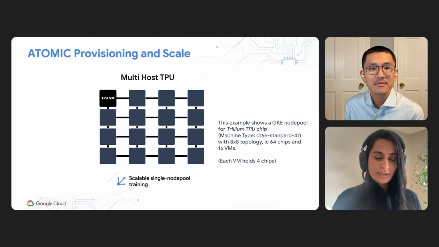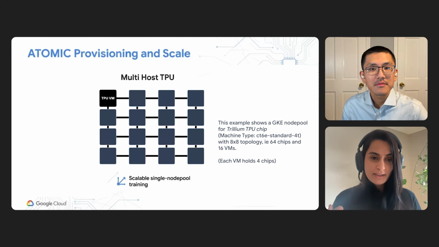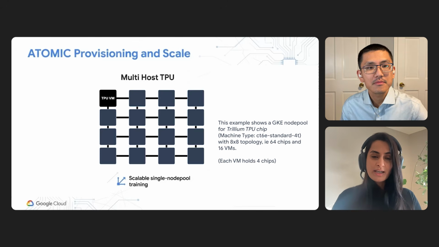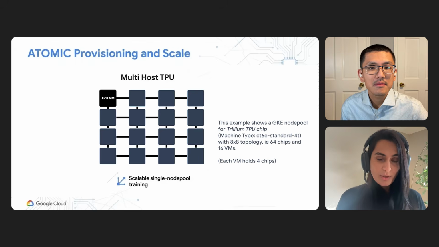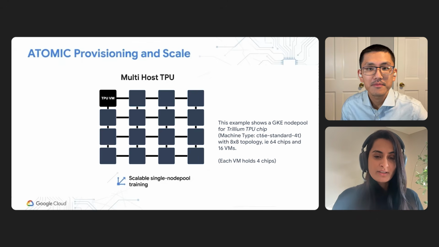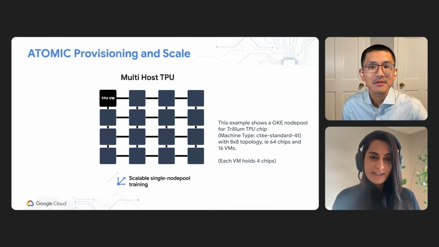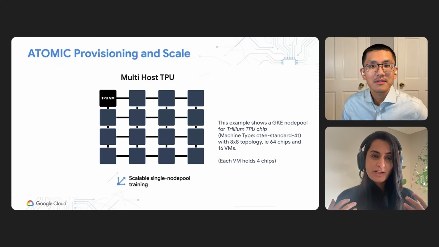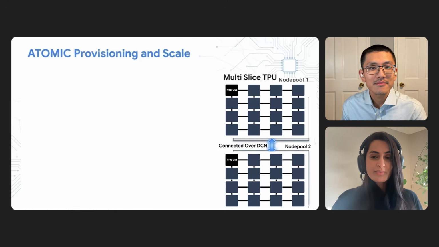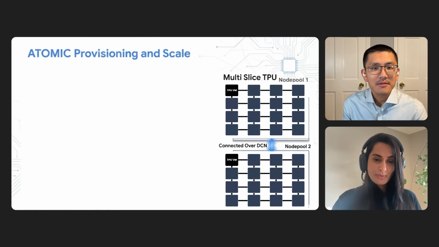And this is not the only scale that you get, right? Depending on all the different slices that your TPU provides, you can keep scaling. In Ironwood that we spoke about, within a single node pool you can have about 9,216 chips, all interconnected with each other, like this view, but much bigger. It's still connected in a similar fashion, just much larger.